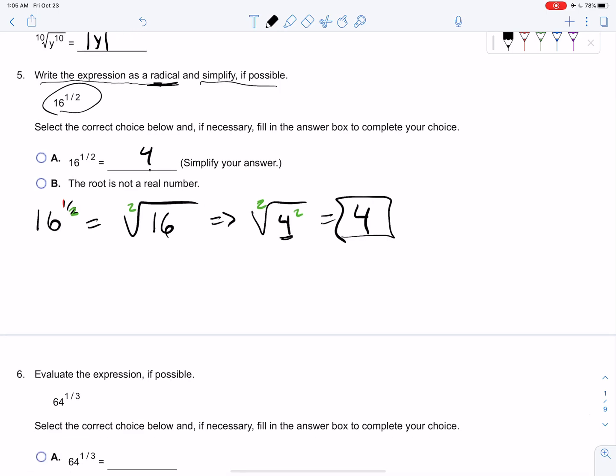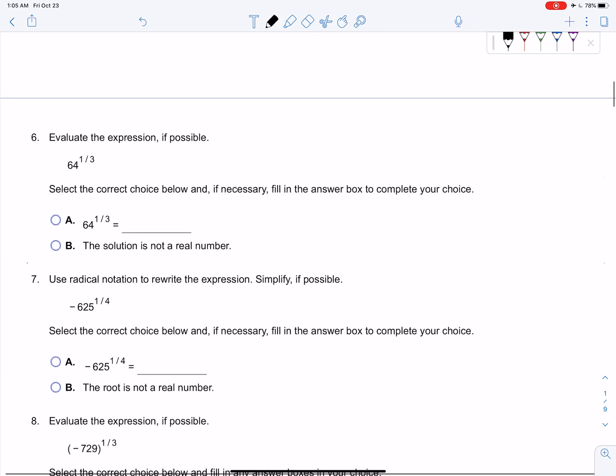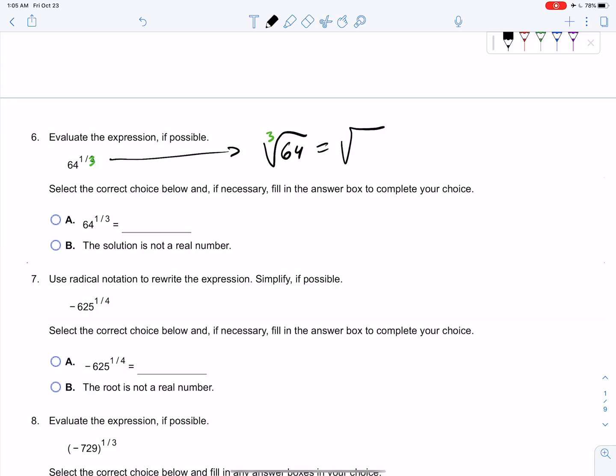All right. Okay, what about this one? Why don't we rewrite this as a radical? So we've got 64 inside. Remember, our denominator is 3, so our index is 3, and the power is 1, so we don't have to worry about that. Can 64 be written as a perfect cube? And this takes a little while to start recognizing these things, but you'll get better at it.